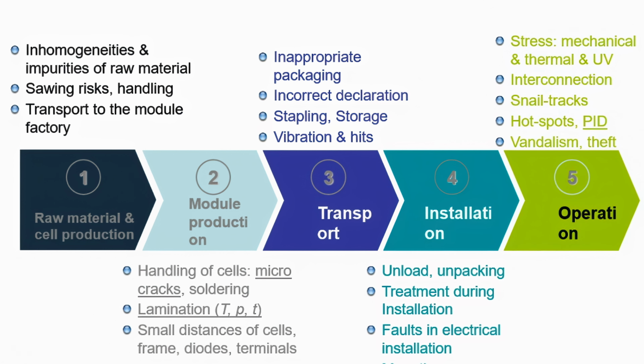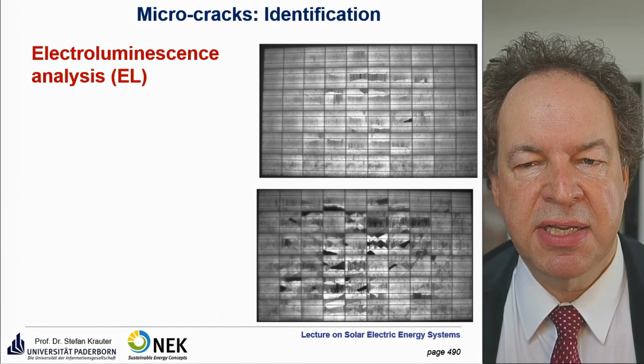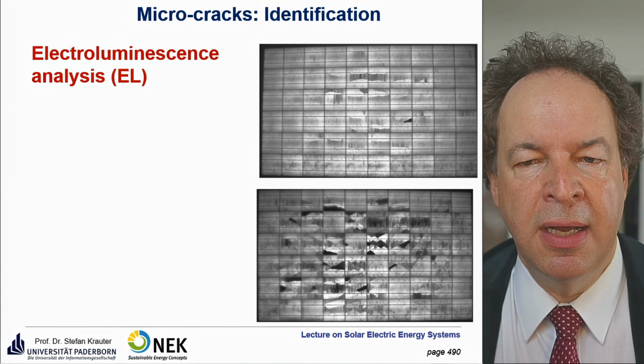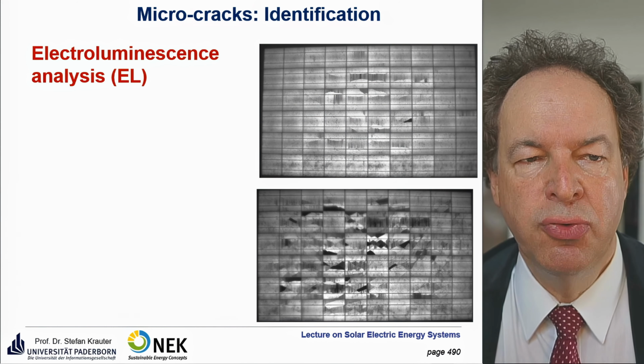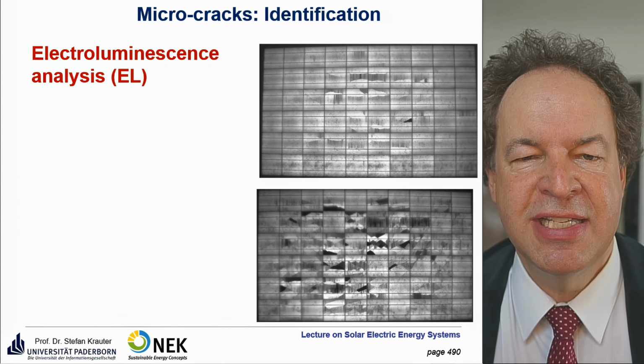So that's PID, the microcracks, and the lamination. First, let's see what microcracks are. These are cracks which are not visible, so you have to use a tool. This tool is called electroluminescence, or EL for short.